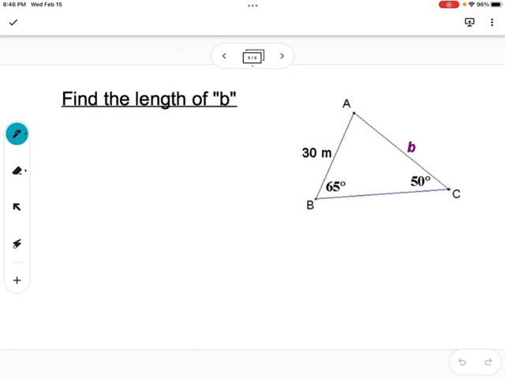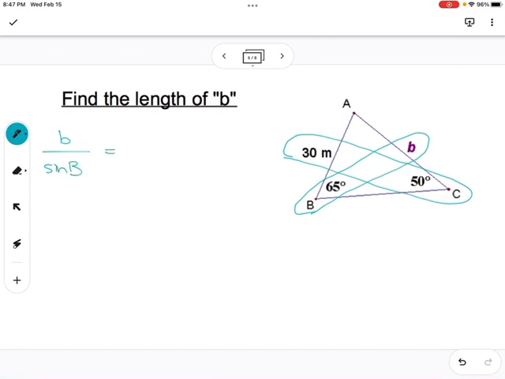Okay, this one is asking for the length of side B, this one here. We notice that we have the angle across from it. Our angle B is 65. And we have side C with angle C here. So matching up our pairs, and I'm going to set up the equation. So B over sine B equals C over sine C.